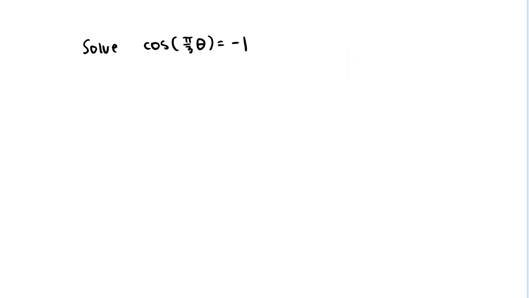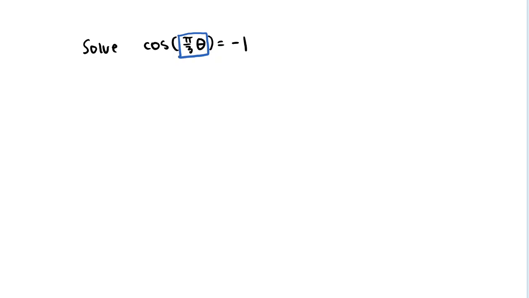So let's take a look at another example. Cosine of pi over 3 times theta is equal to -1. So in this example, what makes this problem a little bit trickier is that we have a coefficient of our input of pi over 3. And unfortunately, we can't do anything to get rid of this pi over 3. We can't divide it out, we can't factor it out. Really, that pi over 3 there in our input coefficient, it's really there to stay.